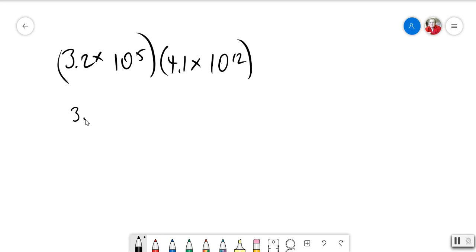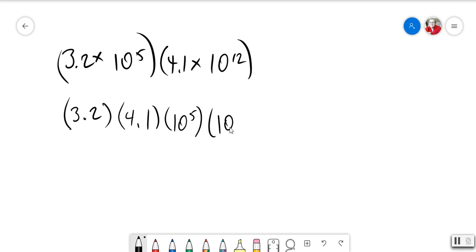Basically, by the commutative property, I'm doing the same thing I did earlier. I'm not going to go into as much detail. By the commutative property, which says I can change the order, and the associative property, which says I can group them differently, since this is something times something times something times something, I just rearranged it.